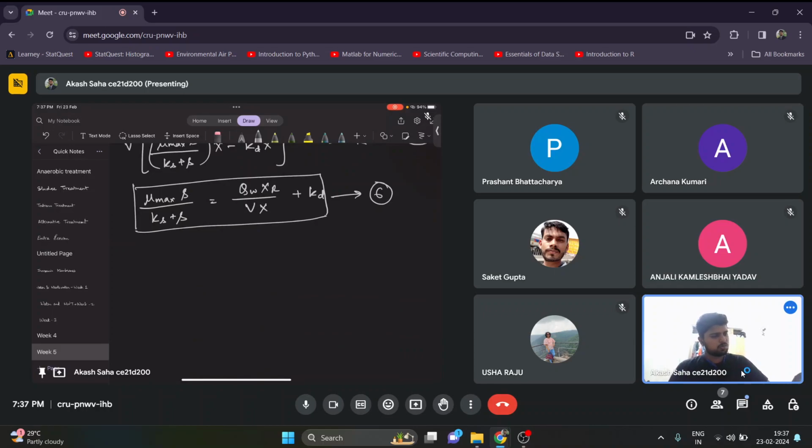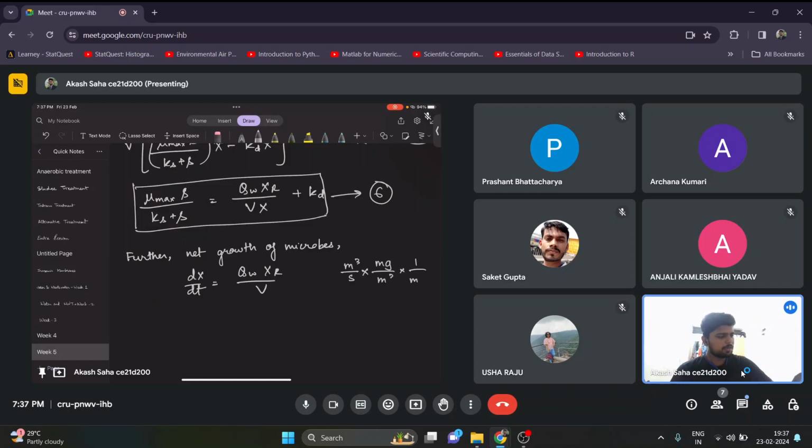Now further, we can also write that the net growth of microbes, that is dx by dt, can also be written as Qw XR by V. So this will also give the net growth of microbes. How? Because Qw again is meter cube per second, into milligram per meter cube, divided by meter cube.